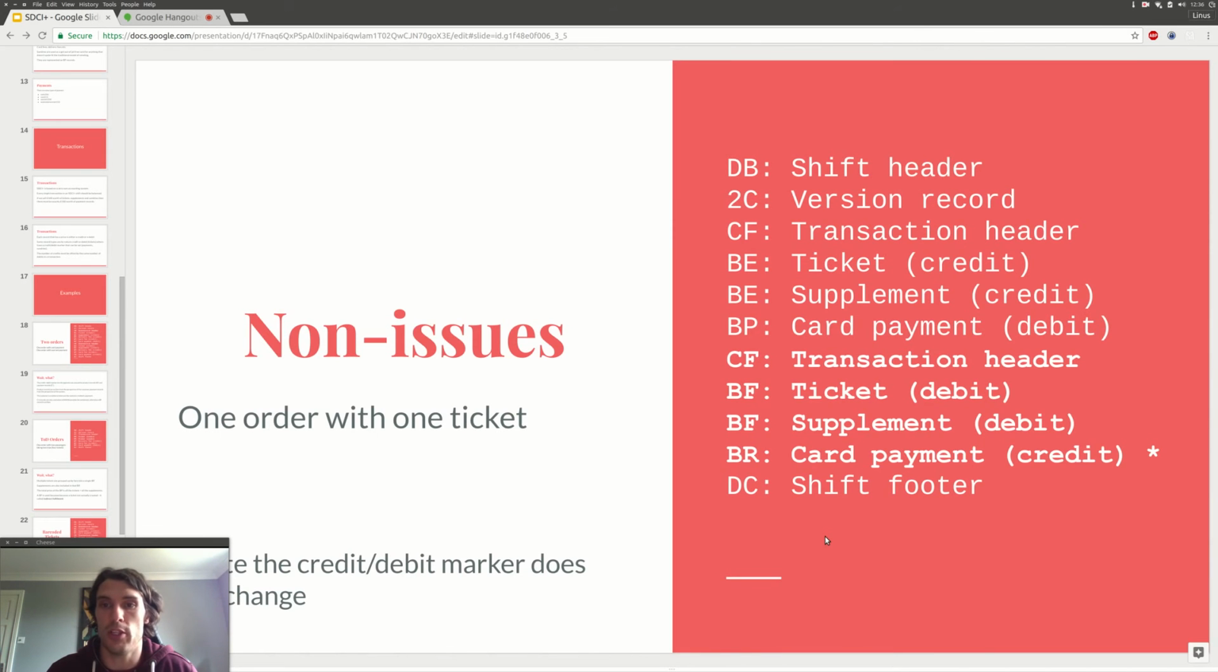So when you non-issue a BE ticket, you write a BF record. Structurally, they're exactly the same, but they're just the inverse. So previously, when we are issuing a ticket, we're crediting the customer with a ticket, and with a BF record, we're effectively taking that ticket back off them. We're saying, sorry customer, that went a bit wrong, so we're taking it back, it's a debit. And that's really all it is, just the same information inverted.